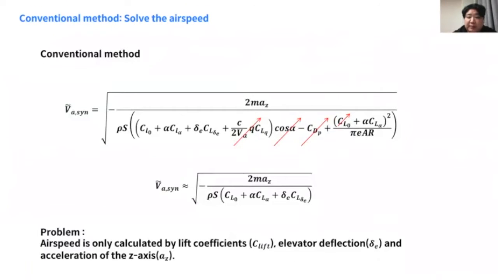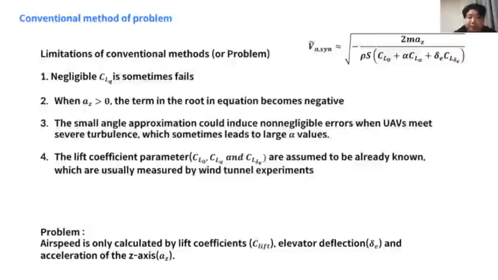For predicting airspeed, the conventional method is the same as the above equation. But for various regions, airspeed is easily predicted as below. However, this method has several problems. First, negligibility is sometimes fair. And second, when alpha is over zero, the term in the root in the equation becomes negative.